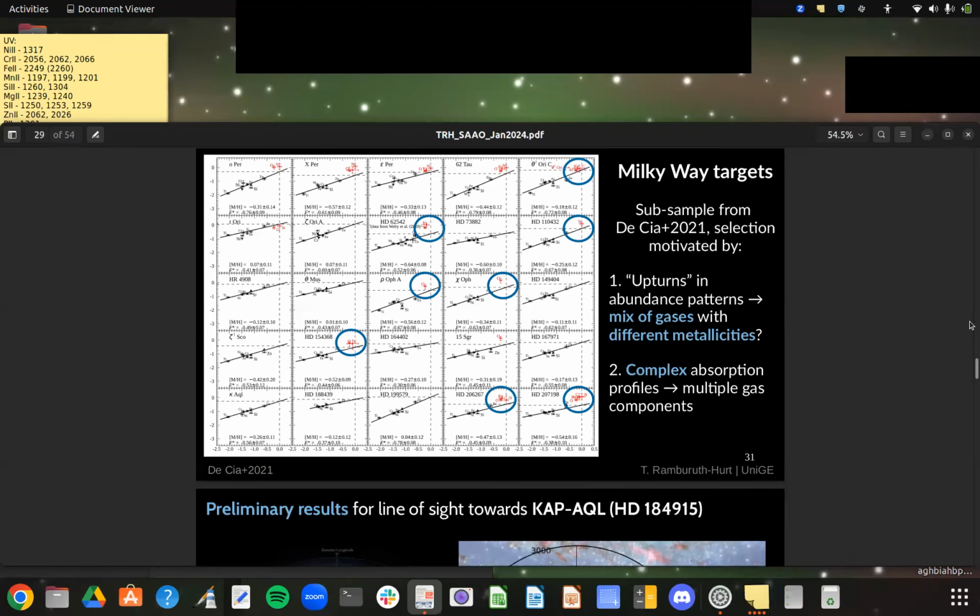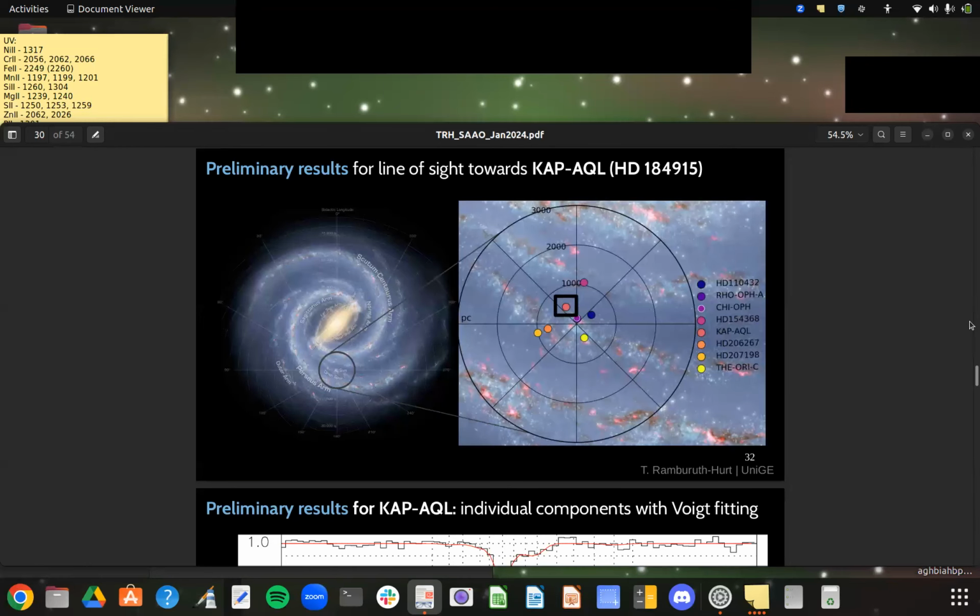The subsample was taken from Diccia 2021, and the selection of these targets was motivated by seeing an upturn in the abundance patterns, which could indicate having a mix of gases with different metallicities along these lines of sight. The second criterion was that they have complex absorption profiles, which indicates multiple gas components along the line of sight. So this is a map of the targets that we chose.